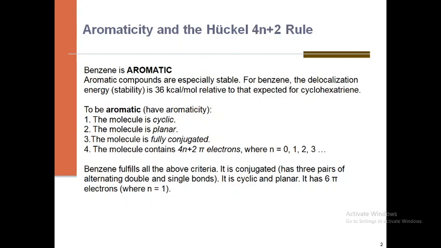Now come to the point, the aromaticity. In benzene, the molecule is cyclic, it is planar in form, it is also fully conjugated, and it also follows the 4n plus 2 pi rule, where n is equal to 0, 1, 2, 3. Benzene fulfills all these criteria, and that's why we can say benzene is an aromatic compound. But what about other compounds? How to check whether a compound is aromatic, non-aromatic or anti-aromatic?